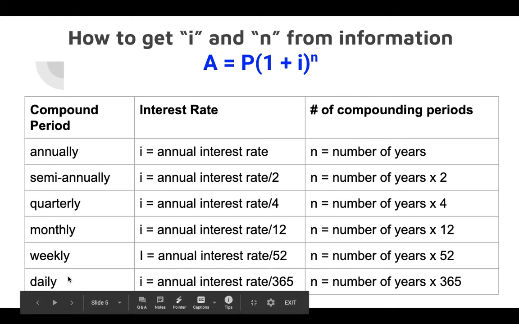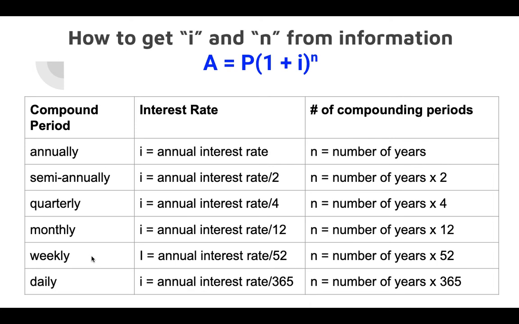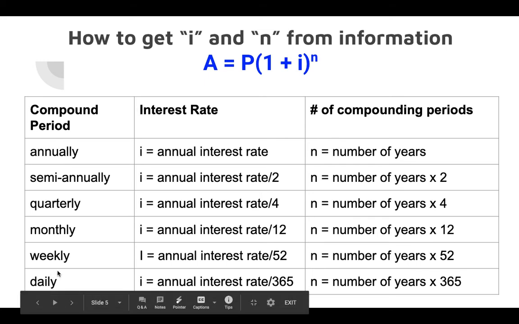And finally, daily. That is not a real thing. I've never seen that in real life, but sometimes it comes up in math, or if you're a really mean friend, you can charge interest daily. Daily, there are 365 days in a year. So your I, you're going to divide it by 365, and your N, you're going to multiply it by 365.